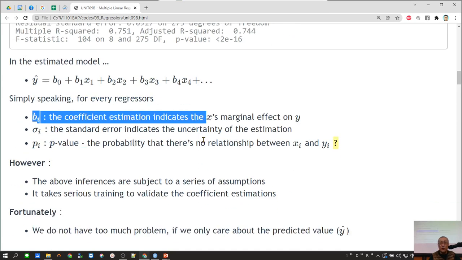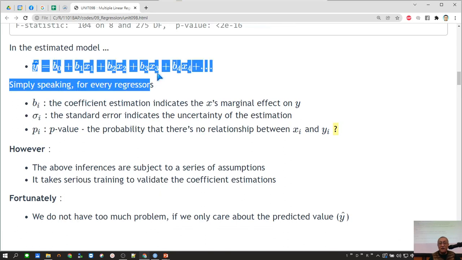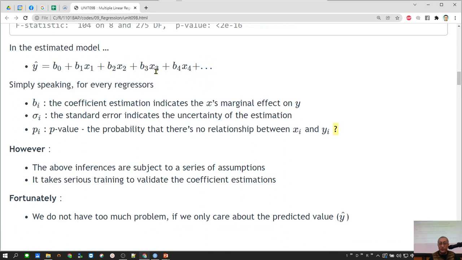Again, this coefficient can estimate the marginal effect of x on y. Because if you write it in a mathematical equation like this, if x is increased by 1, y would increase by b1. It's very, very simple mathematics. If x is increased by 1, then y is increased by b1. So we can treat this coefficient as the marginal effect of x on y, but you need to do it very carefully. I'll explain later.